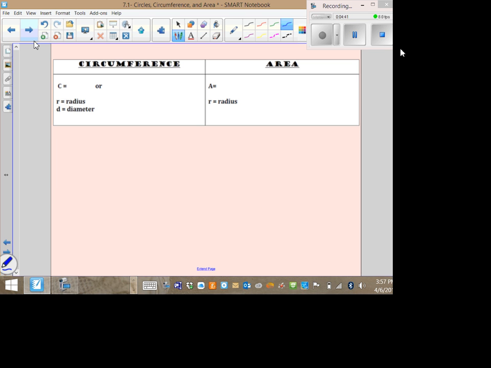All right, let's talk about circumference. So circumference equals pi d or 2 pi r. You guys have hopefully seen this before. And then area equals pi r squared. So we're going to use these in the future here.